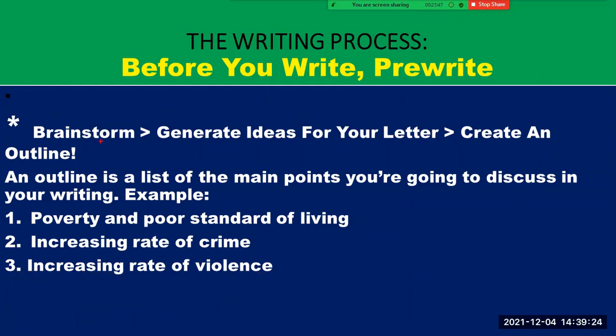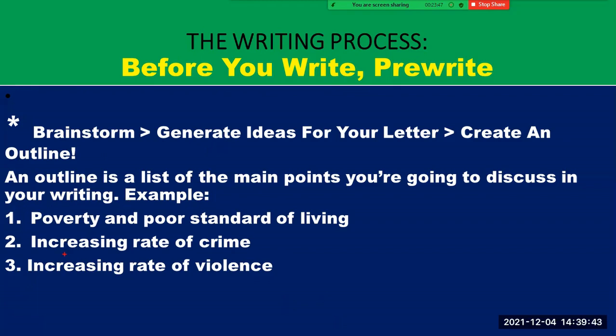Now, what do you do in pre-writing? You brainstorm. To brainstorm means to think about the topic you have been asked to write on in order to generate ideas for your letter. And then you create an outline. An outline is a list of the main points you are going to discuss in your writing.